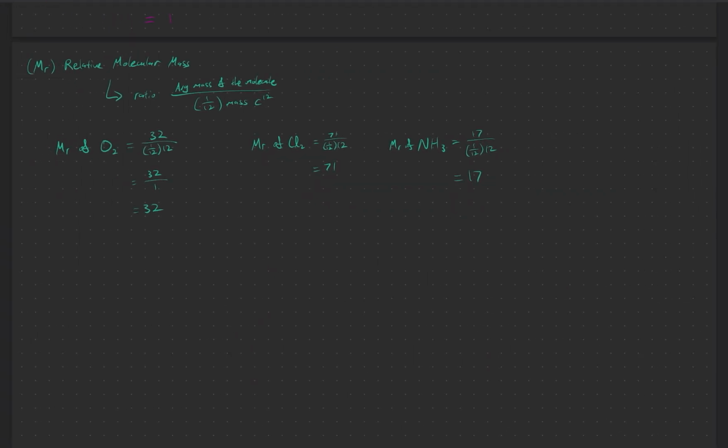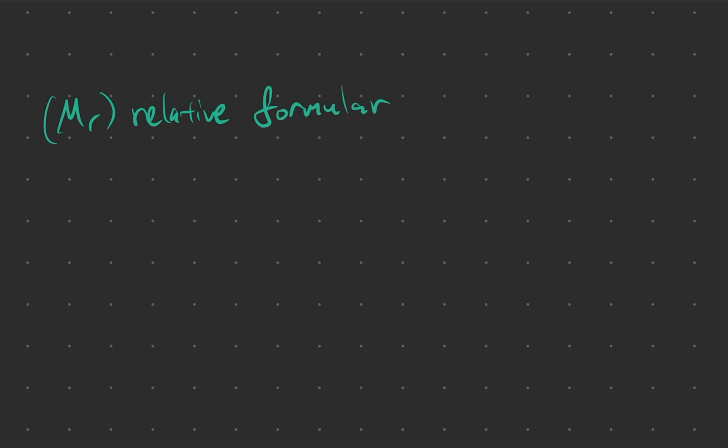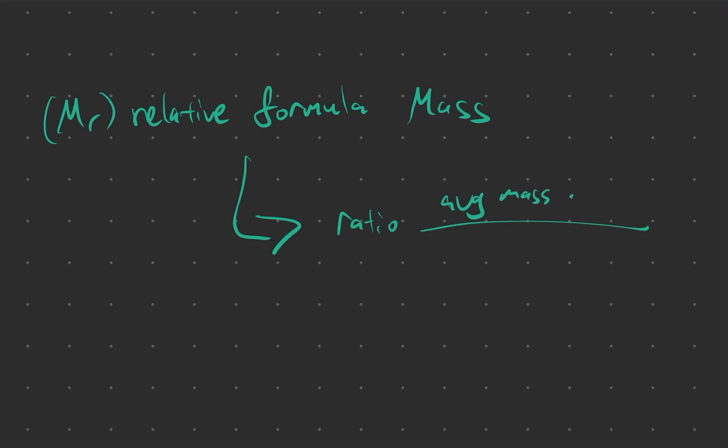Okay, so now that we've got this, we can move on to what if you want to find the relative mass of compounds. Then we also use MR, but this time we call it relative formula mass. Okay, I keep spelling the words wrong. My apologies, my sincerest apologies. So basically, this is the same thing too. It's just a ratio of the average mass of the compound divided by 1/12 the mass of carbon-12.